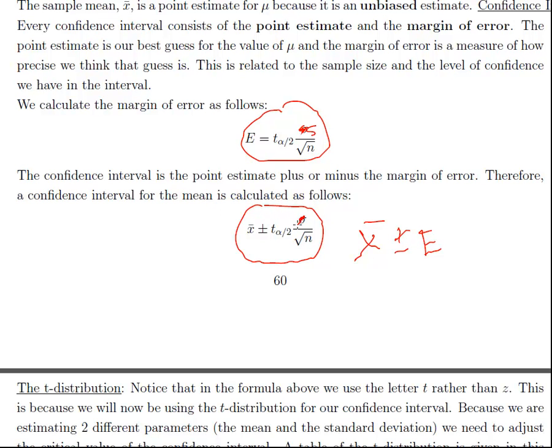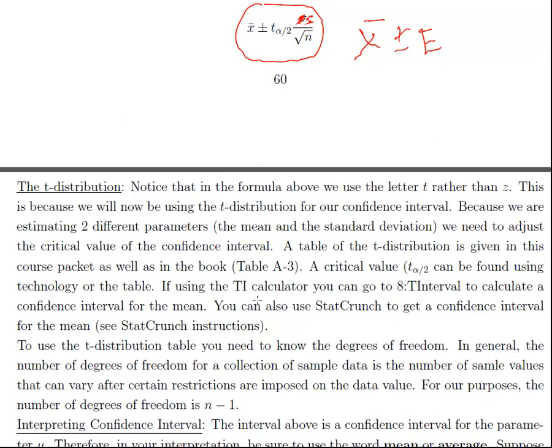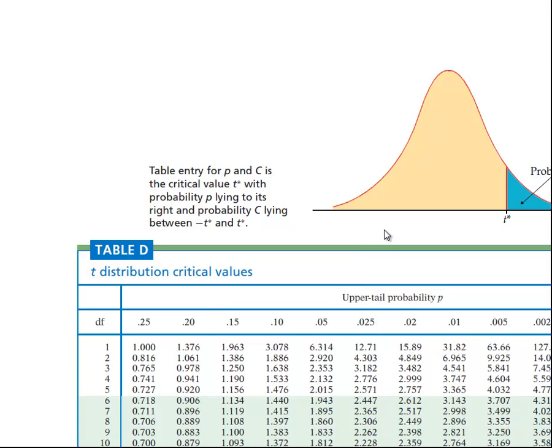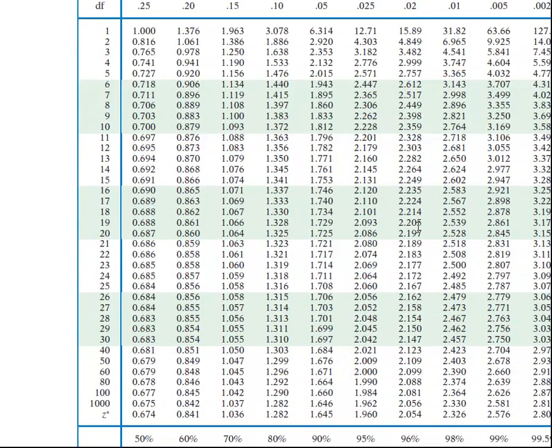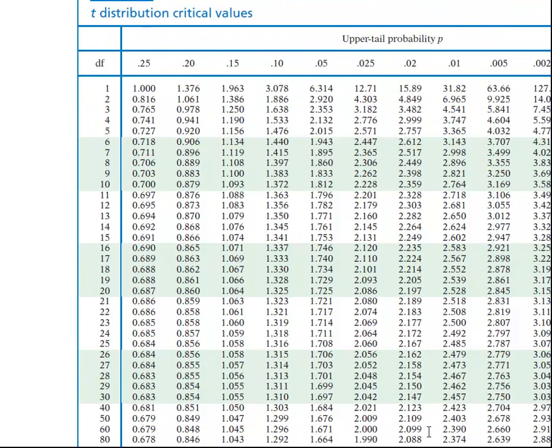Again, this actually should be S. So go ahead and fix that. That's the sample standard deviation. And the t-distribution is what we're going to use for the critical value for these formulas. So you have the t-distribution in your notes in your course packet. It's the page right after the normal distribution, and it looks something like this. And we're going to use these values down here to look up the critical value for the confidence interval. That's the value for t.